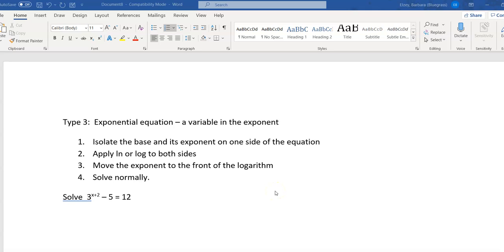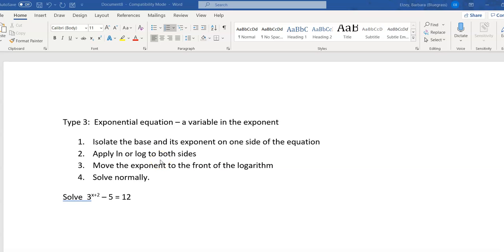So let's look at our third type of equation, the exponential equation. An exponential equation is going to have no logarithm in it, and it's going to have a variable in the exponent. So let's notice down here that we have a base, and then the exponent has our variable in it. So this is exponential. So first thing we're going to do is isolate the base and its exponent on one side. So this part right here is the base and its exponent.